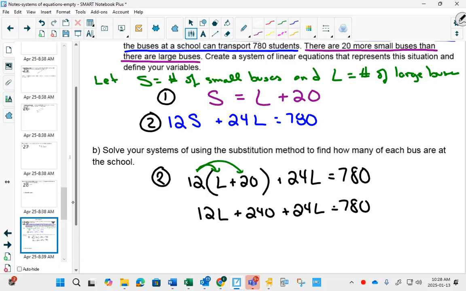So, do I have like terms? 12L and 24L, that makes 36L. I can subtract 240 on this side, so it's on the same side as my like term. And 780 minus 240 gives me 540. 540 divided by 36 is, probably need a calculator for that.